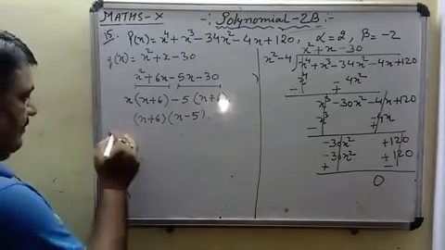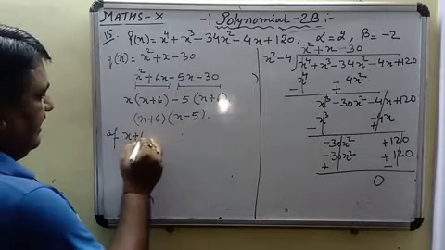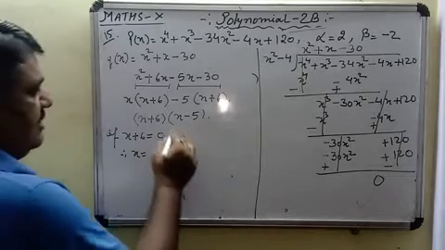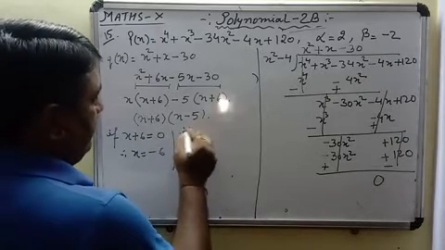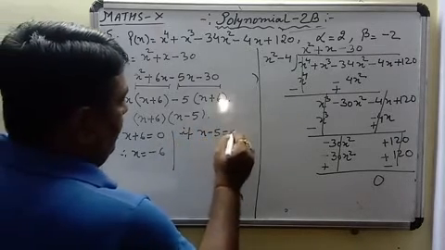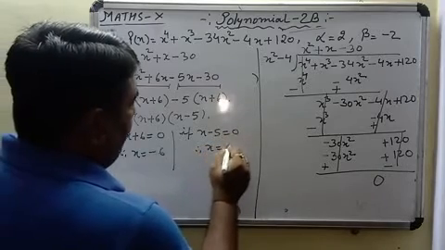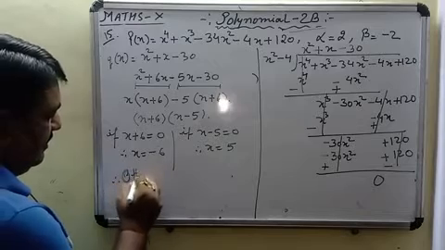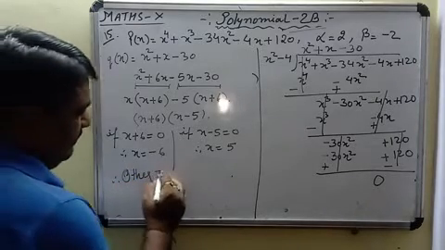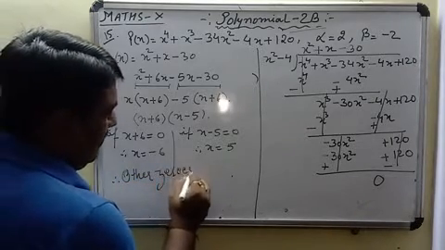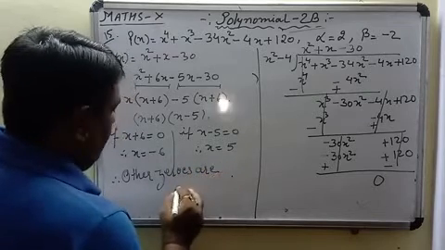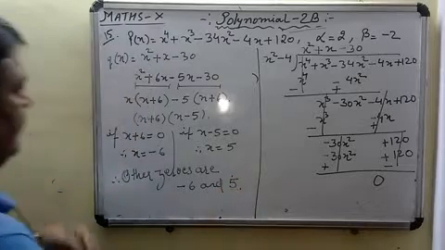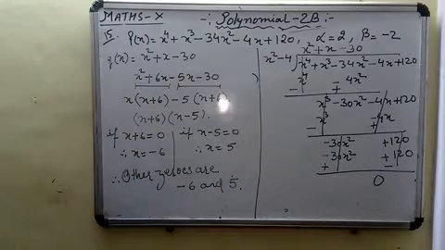Now if x plus 6 is equal to 0, therefore x equals minus 6. Or we can say that if x minus 5 is equal to 0, therefore x equals 5. Therefore these are the two other zeros. The other zeros are minus 6 and 5. So this is the entire procedure.